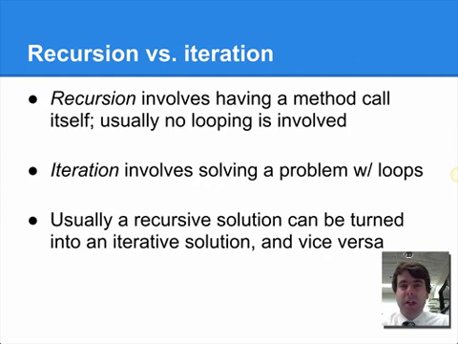An iteration is a solution that involves repeating, but it involves using a loop and not recursion. Typically, not always, but most of the time, if you have a recursive solution, you can turn it into an iterative solution, and vice versa. Most iterative solutions that involve loops, you could, if you had to, write as a recursive solution.